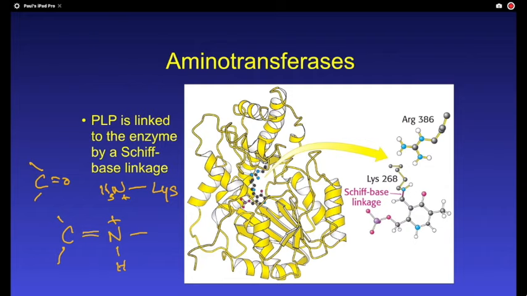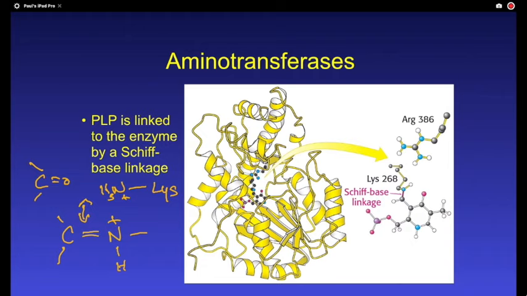It's a reversible reaction with the addition of water to break it or taking away water to make it. So it's reversible. And it's a way to covalently link something together that creates a very, very strong bond. Okay, so a cofactor is bound into the enzyme and actually physically connected.